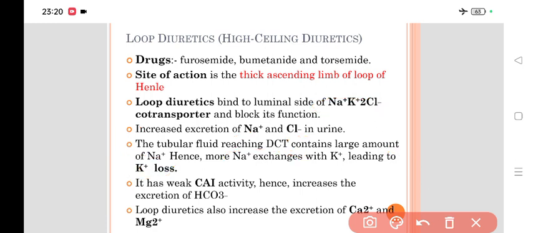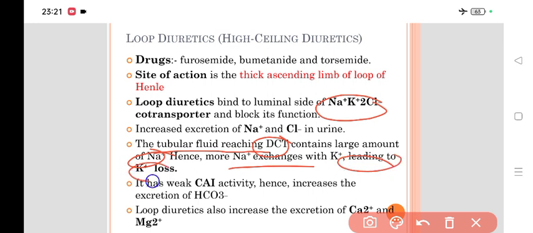Why is there a potassium loss? Because the loop diuretic blocks the sodium-potassium-chloride cotransporter, so there is increased excretion of sodium and chloride in the urine. The tubular fluid that reaches the DCT, the distal convoluted tubule, contains a large amount of sodium, and that's why more sodium is exchanged with potassium. That's why there is a potassium loss.